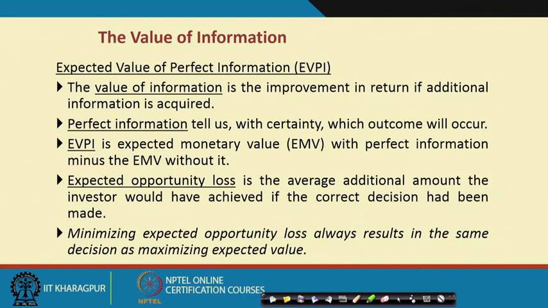The expected opportunity loss is the average additional amount the investor would have achieved if the correct decision had been made. So, what I would like to say is that it is a decision making process corresponding to various alternatives and different situations. We have plenty of flexible outcomes, and a particular outcome we have to pick up which can address the business problem or make the decision making process more effective. Technically, our management decision should be very effective corresponding to the particular business problem.